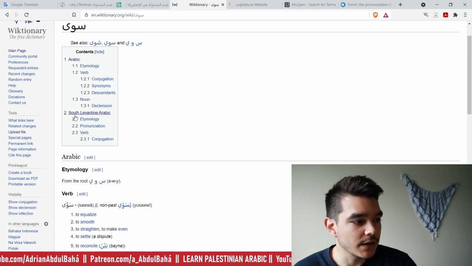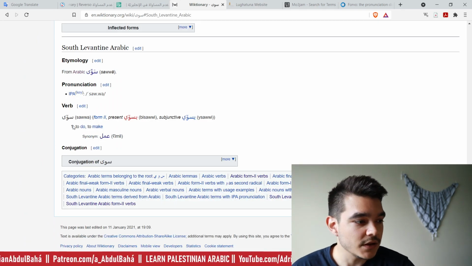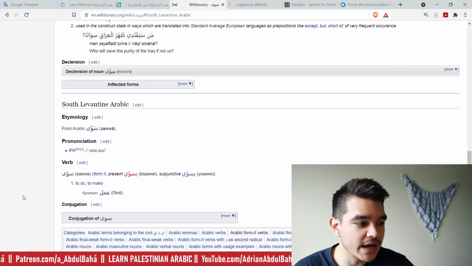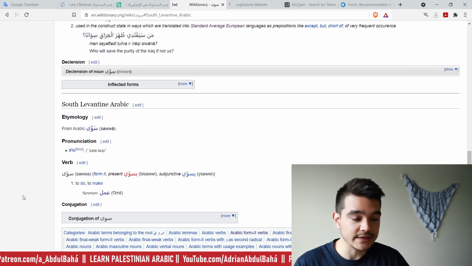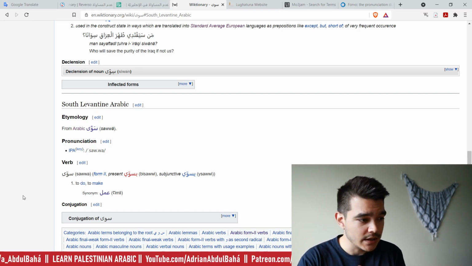So anyway, if you go down here, these are the entries that I've created. It's not like Siwan and all this. I've only added Sawa, which is the one that we use in the dialect. And I also don't have all the other definitions that pertain to Fusha. I don't have any of those.